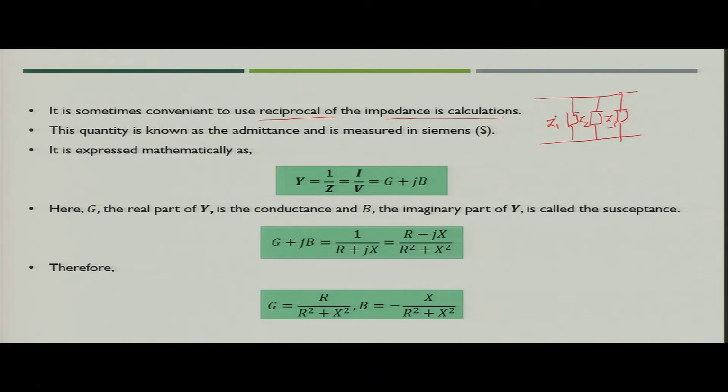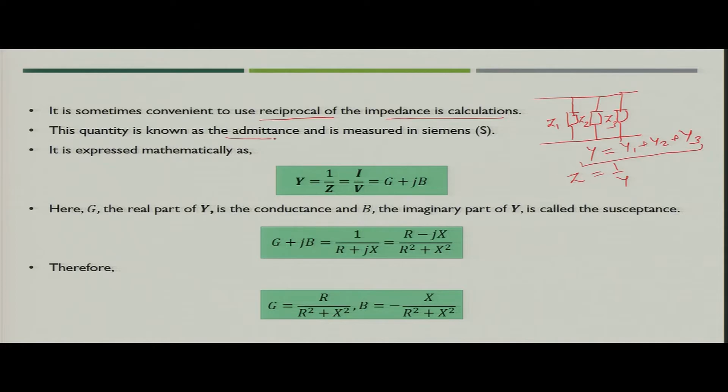So, if the reciprocal of Z1 is Y1, Z2's reciprocal is Y2, and similarly for Z3 the reciprocal is Y3, you can easily say that the equivalent admittance Y is equal to Y1 plus Y2 plus Y3, and if you have to find out the impedance, then the equivalent impedance Z would be 1 by Y. So, in this case, when you have parallel connected networks, it is better to convert impedance into admittance.